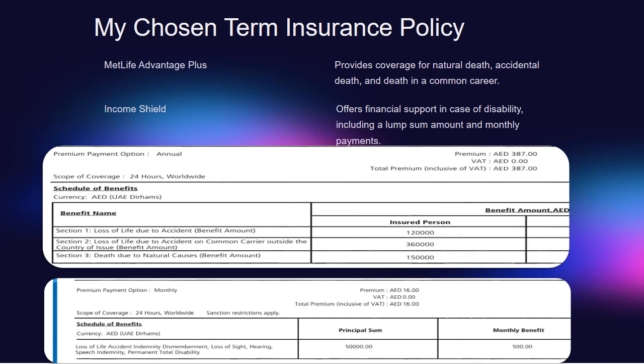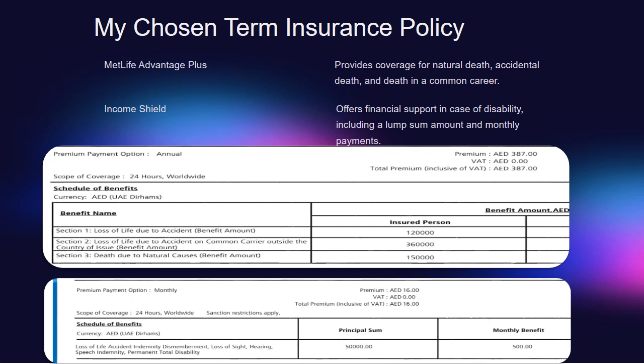Now let's talk about the term insurance which I kept for myself. As I told, I had taken two types of coverage in term insurance. One is the MetLife Advantage Plus policy, which covers natural death, accidental death, and death in a common career. My second policy is Income Shield. This policy gives an advantage in living conditions. In case of disability, if I am not able to work, the insurance company will give me a lump sum amount at once, and every month I will get some amount, and with that I can survive without a job. The coverage of both policies is worldwide, and this is very important. Plus whatever benefit I get is in AED, which is the same as USD. So these two things will give a very big benefit.